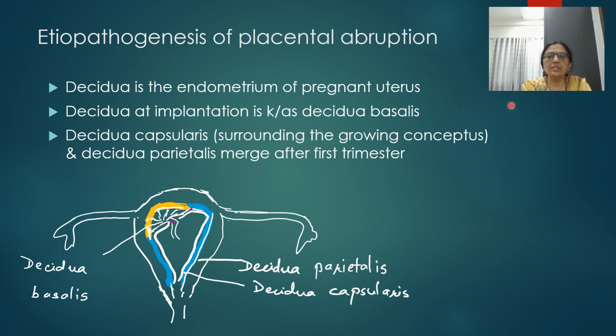What is the etiopathogenesis? For that, we need to again go back to basics. Decidua is nothing but the endometrium of the pregnant uterus, and we divide the decidua into 3 parts. Wherever the placenta is getting implanted, it is decidua basalis, this yellow part. Decidua parietalis is the part of the decidua which is present over the inner lining of the uterus, that is the blue one. And decidua capsularis is the part which is covering the growing conceptus, and by the end of first trimester there is a fusion of the decidua parietalis with the decidua capsularis.